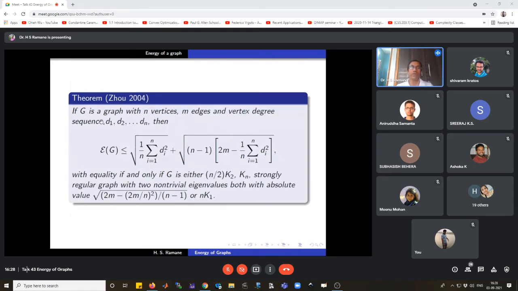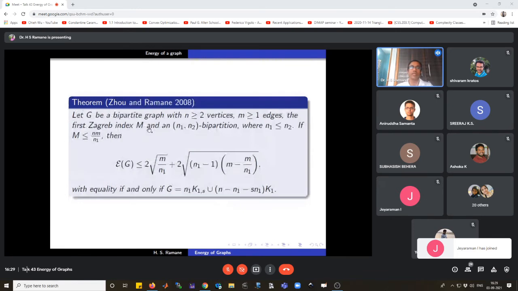It is given in 214, that is, if G is a graph with n points, m lines, and vertex degree sequence d1, d2, ..., dn, then the energy of G is less than or equal to this quantity: the square root of 1 by n sum of di square plus square root of n minus 1 times 2m minus 1 by n sum of di square, in terms of the degree sequence. Equality holds of course for n by 2 K2, or Kn, or a strongly regular graph with two non-trivial eigenvalues with absolute value this.